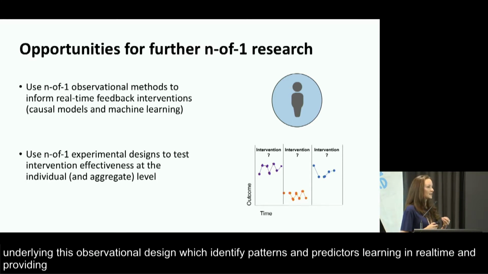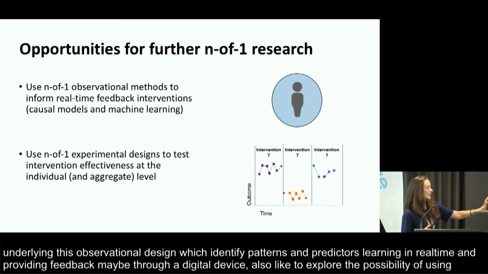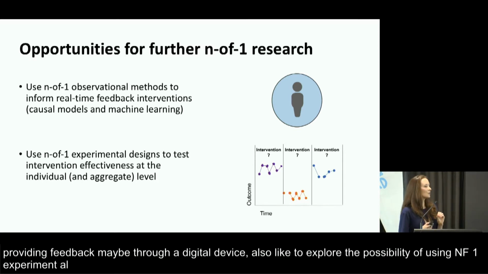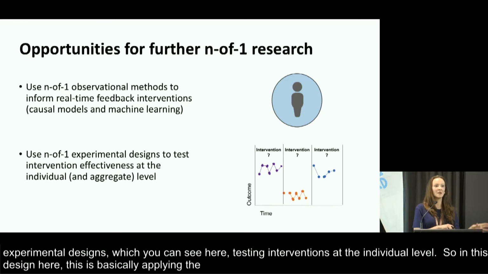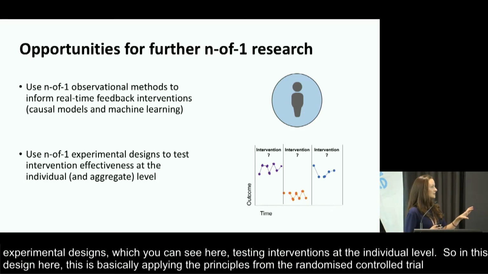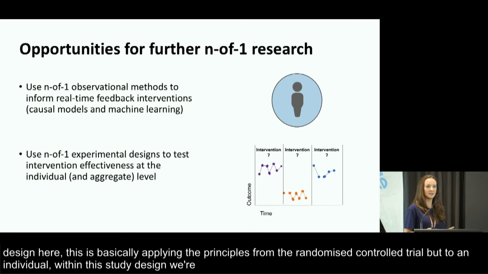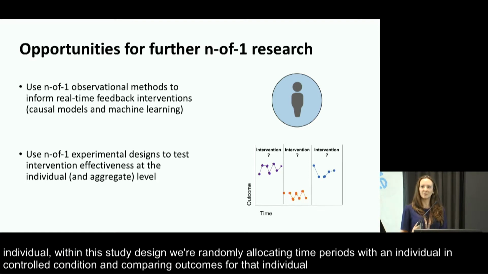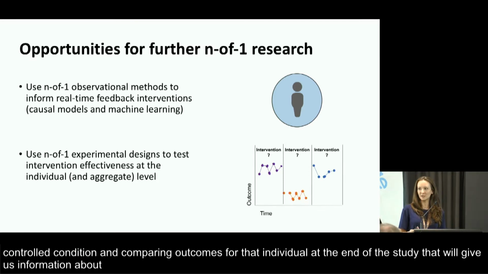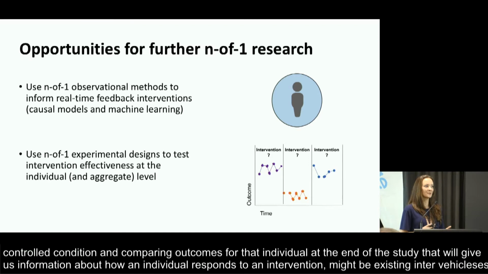We also would really like to explore the possibility of using these N-of-1 experimental designs, which you can see on the right-hand side here, a demonstration of one, where we're testing interventions at the individual level. This design basically applies the principles from the randomized control trial, but to an individual. Within this study design, we're randomly allocating time periods within an individual to different interventions or control conditions, and then comparing outcomes for that individual at the end of the study. And that will give us information about how an individual responds to an intervention. That might be new interventions, it might be existing interventions, self-management interventions. You know, the world is your oyster.